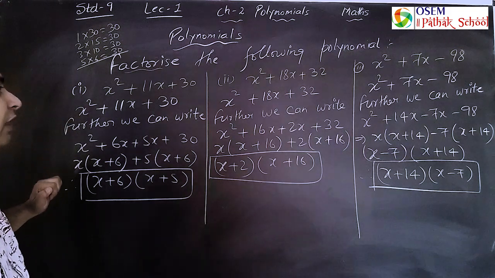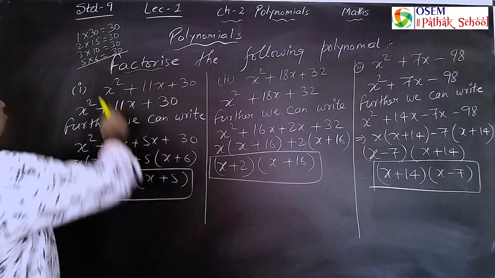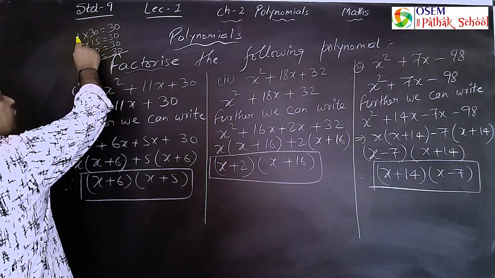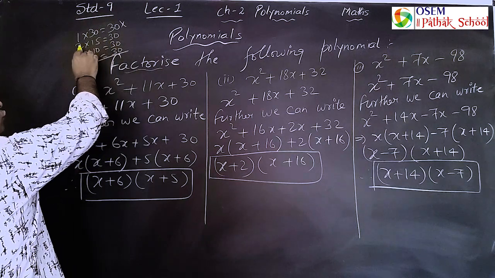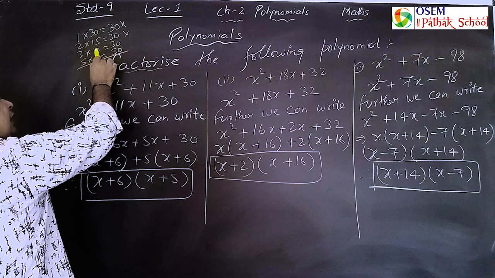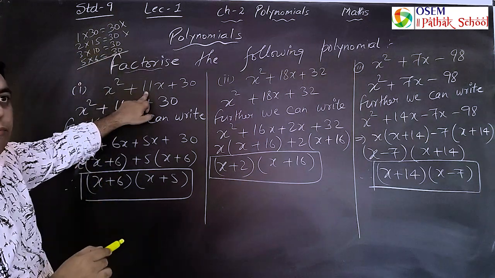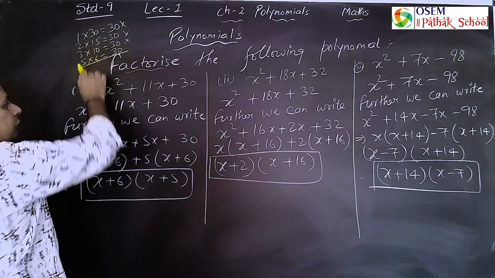But we have to keep in mind also that we have to bring out 11 in the middle. 30 plus 1 is 31. 30 minus 1 is 29. 15 plus 2 is 17. 15 minus 2 is 13. 10 plus 3 is 13. But we have to get 11 over here. So it is 6 plus 5, 11.